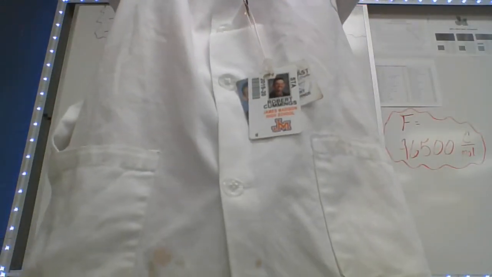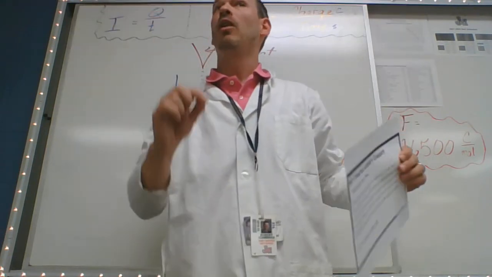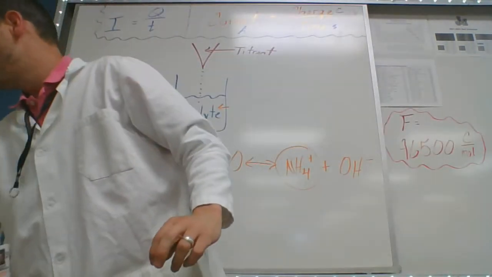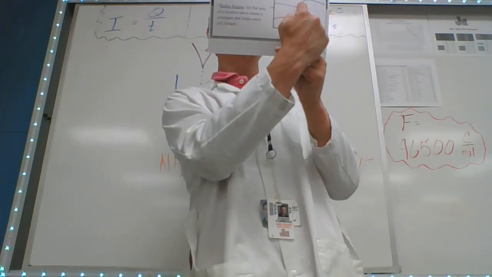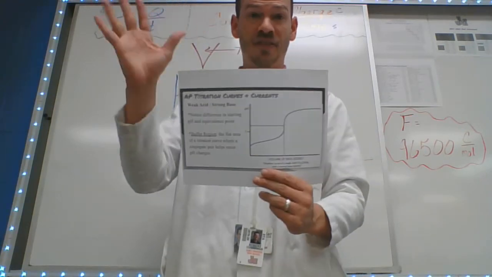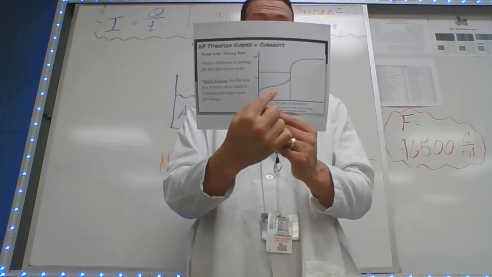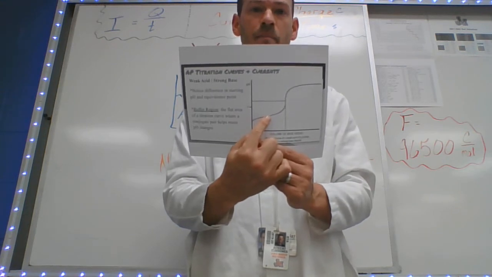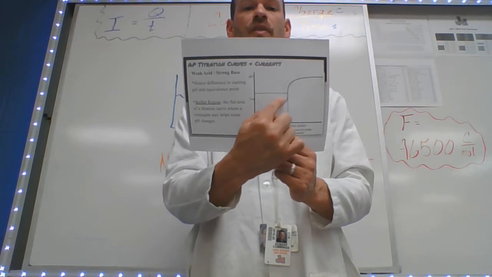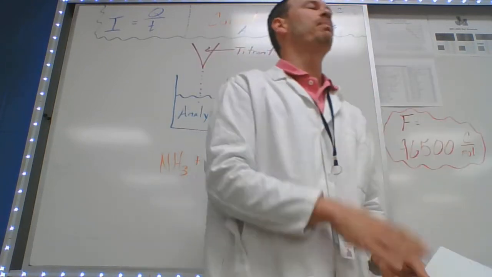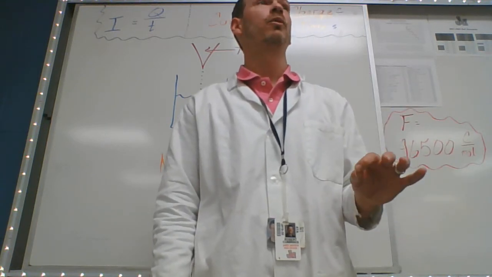The half equivalence point is basically the middle of the plateau, but it's also the halfway point of the equivalence point. So if the equivalence point was here, then theoretically, the half equivalence point will be right here in the middle of the plateau, which will also equal half of that value. At this point, the pH and the pKa are the same value.